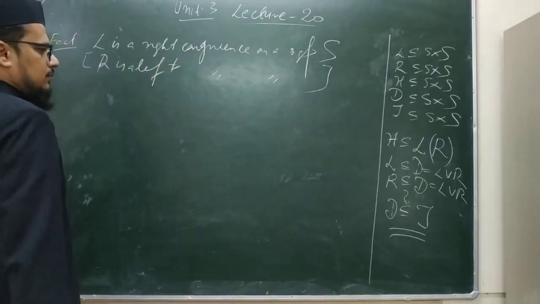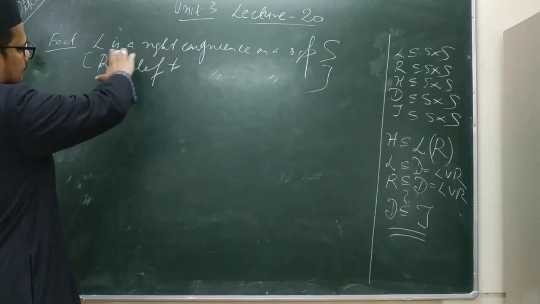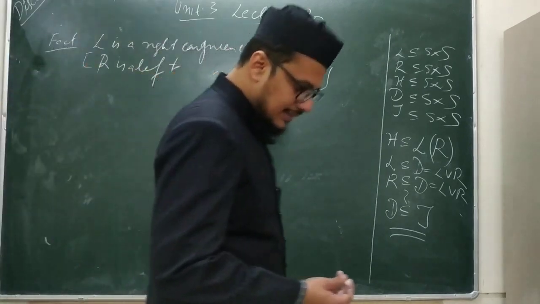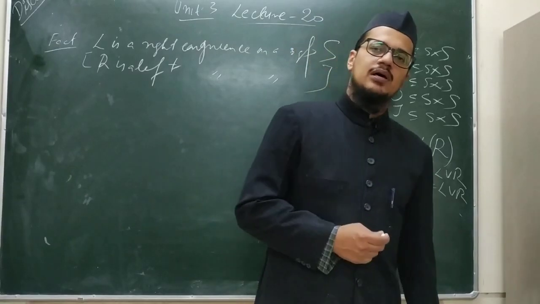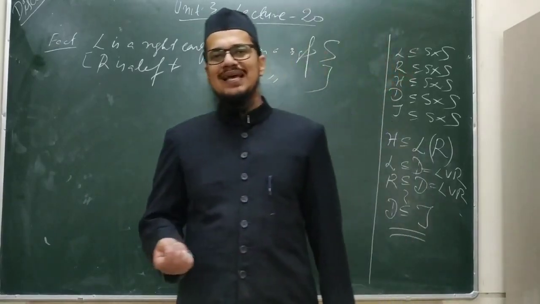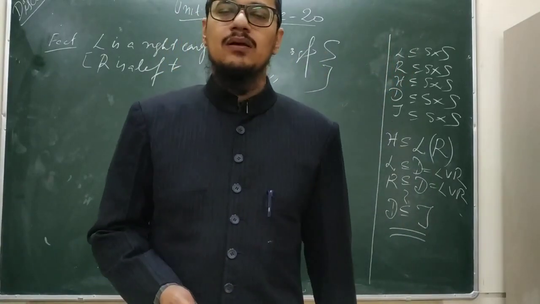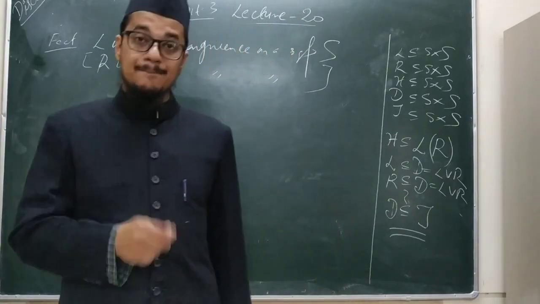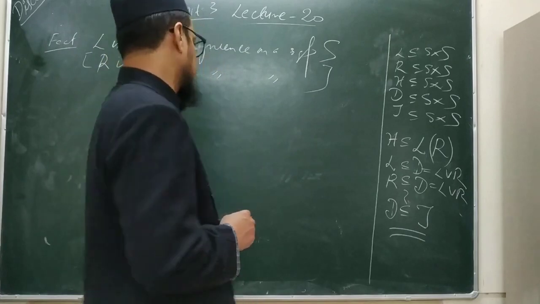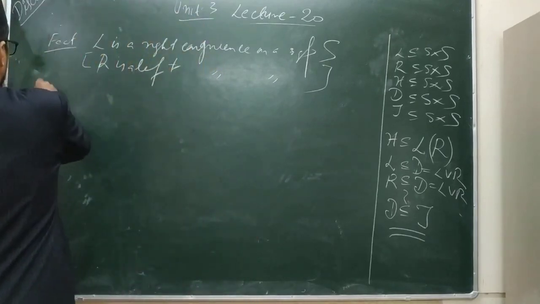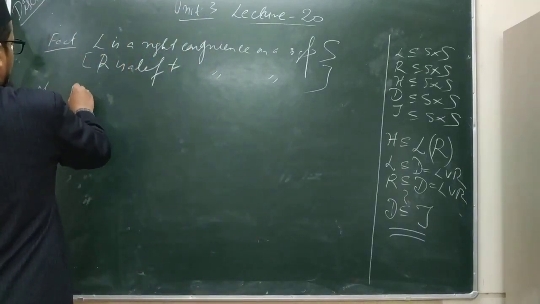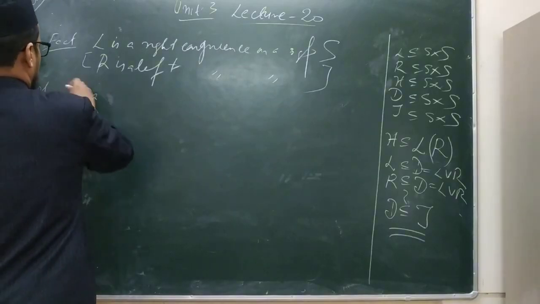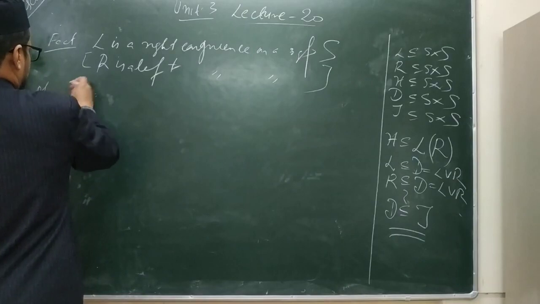So anyway, first I will prove that L is a right congruence on semigroup S. To prove L is a right congruence on a semigroup S, what do I have to do? We know that L is an equivalence relation on a semigroup S. So to prove L is a right congruence, we have to prove L is right compatible. To prove right compatible, what is our claim?